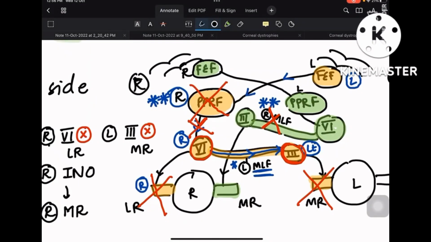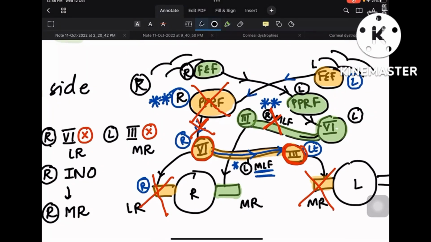The right FEF sends impulses to the left PPRF, and the left PPRF sends impulses to the left sixth nucleus, and the left sixth nucleus sends the impulses to the right third nucleus via the right MLF. So in this direction the impulses are seen in the right MLF, right? From the sixth to the third.